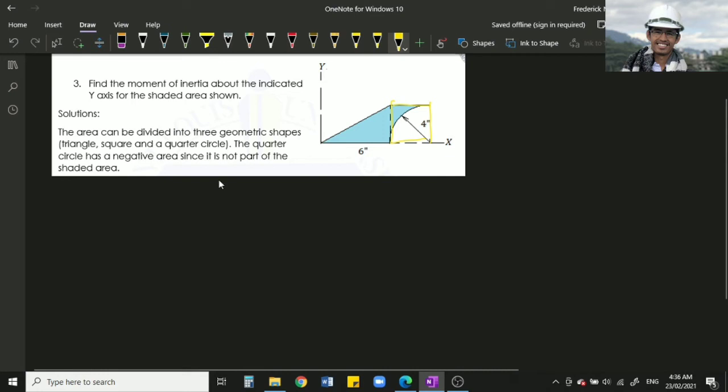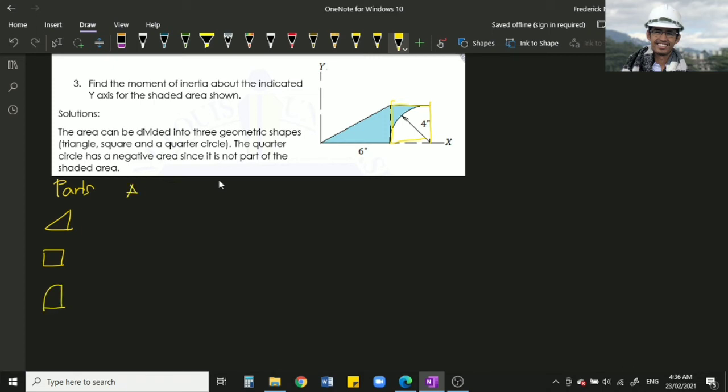So parang ganoon din kanina yung sa pagkuha natin ng centroidal axis. So kapag hindi siya shaded at isasama natin siya sa ating computation, it will have a negative sign. Okay? So divide ulit natin into 3 parts. So table ulit, no, para mas madali. So parts. So first is yung ating triangle. Second will be yung ating square and yung quarter circle natin. Okay?